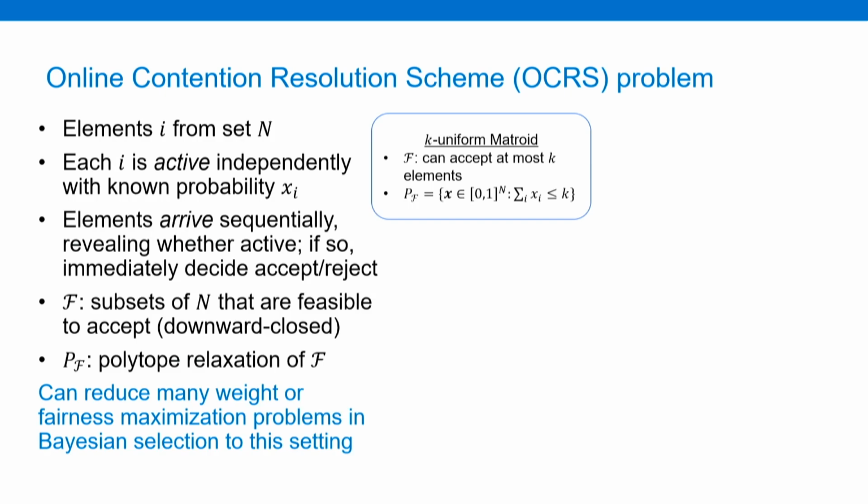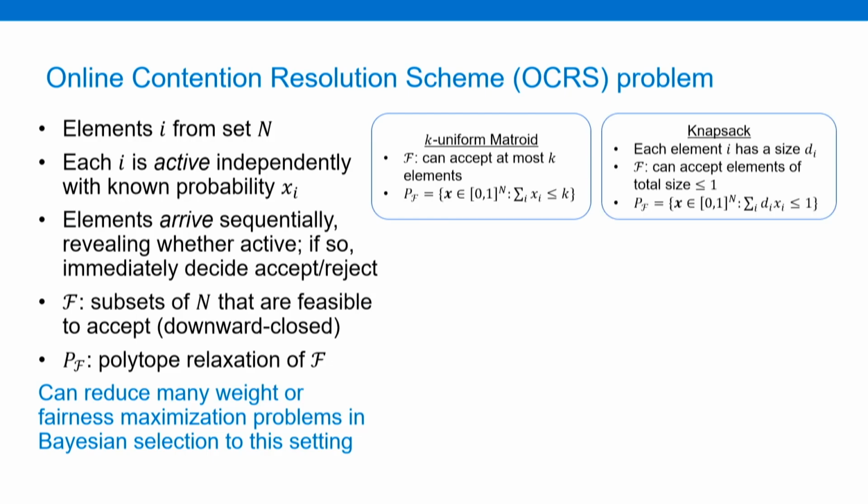The simplest one is a k uniform matroid, which is just I can accept at most k people. So the feasible subsets is any subset of size at most k. In that case, the fractional constraint is the sum of the x_i's is at most k. So here are some other studied ones. Knapsack, where each i has a fixed size d_i. You have a knapsack, you can accept a subset of elements if their total size is at most 1. And the fractional relaxation is just the expected size of active elements is at most 1.